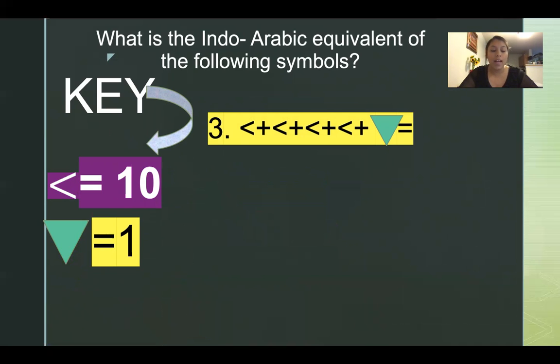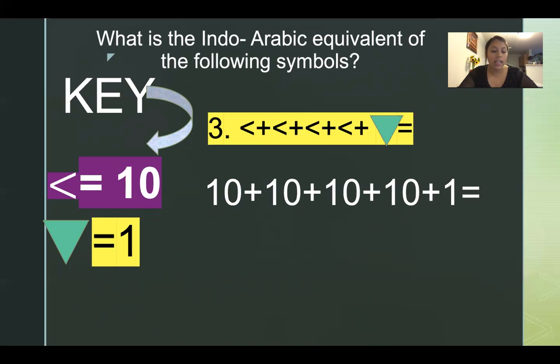Question number 3, that is what is given to us. That is the sequence we have to identify. We look to the right, and we are given 4 less than signs and 1 upside down triangle. Next, since our handy dandy key is given to us, all we have to do is set it up as an equation and figure out the total. When we add 10 plus 10 plus 10 plus 10 plus 1, it gives us a grand total of 41. With the key, it's super easy to figure out what our grand total is.